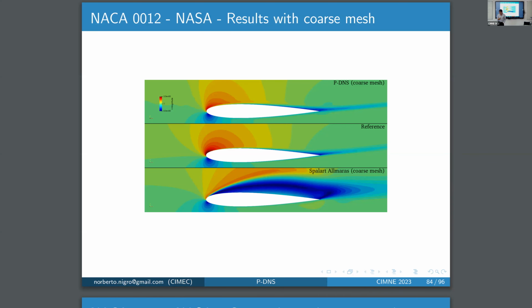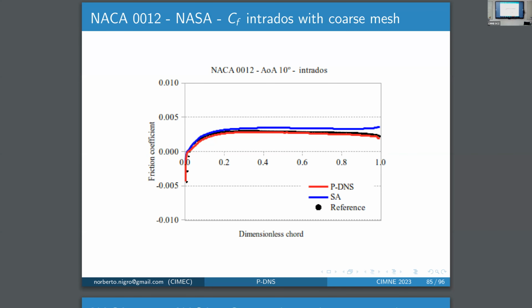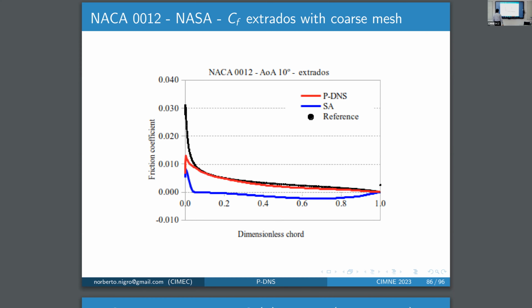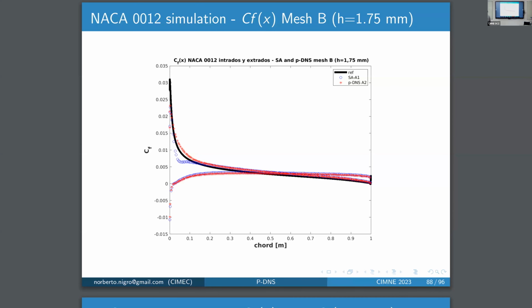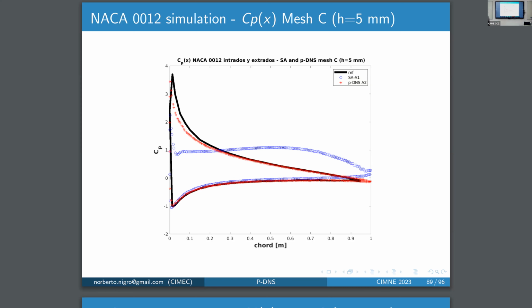So we try to convince you that our simulation, our technology, pDNS, in this case for NACA 0012, with Spalart-Allmaras is good enough. This is the reason for the evidence of the separation. You have the friction coefficient negative, so it's not possible. This is how the pressure coefficient looks like with the finer mesh. This is the CF for the finer mesh. Always the reference is black, pDNS is red, and Spalart-Allmaras is blue in this case. And this is for the coarse mesh.